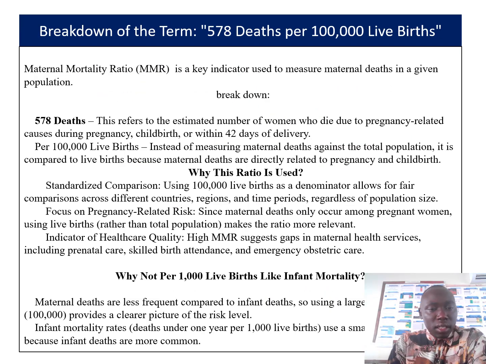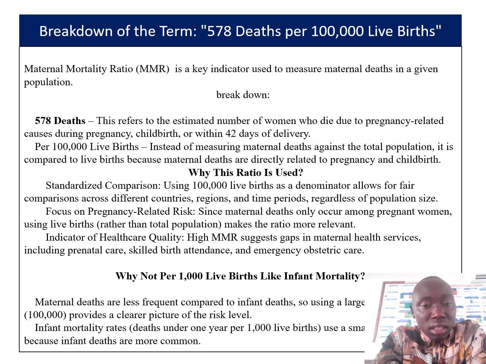Now, this is the breakdown of what I've been talking about. Maternal mortality ratio is a key indicator we use to measure maternal deaths in a given population. Here is the breakdown. The 578 deaths you saw there refers to the estimated number of women who died due to pregnancy-related causes during pregnancy, childbirth, or within 42 days of delivery.